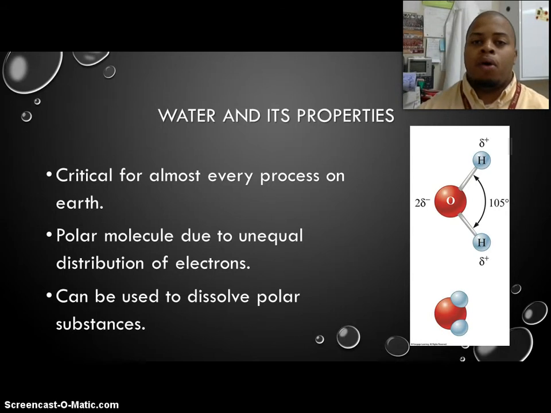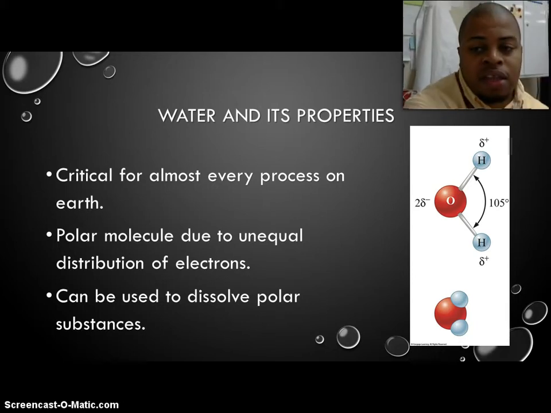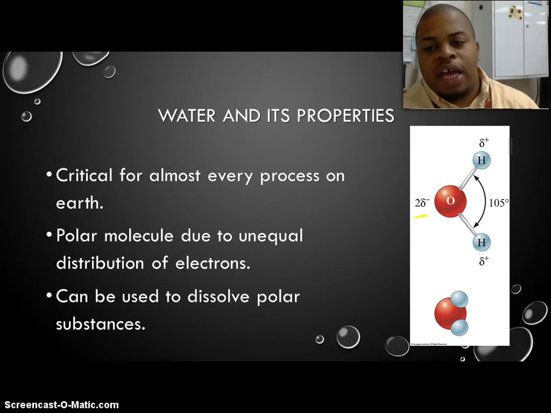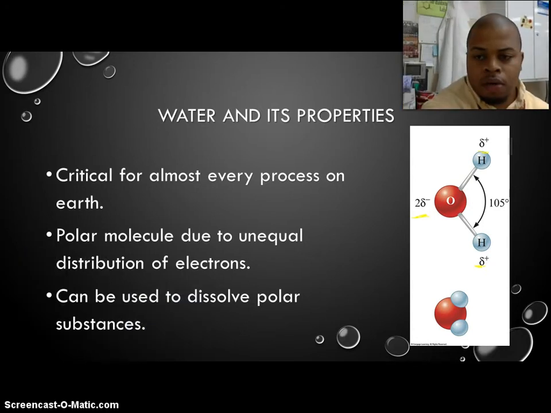Now, what does polar mean? Well, think about it. Poles. A magnet has two poles. It has a north and a south pole. It has two different charges or two different sides to it. In the same way, as we look at our diagram here on the side, we have a slightly negative side along with a slightly positive side of water. Let me go ahead and change that color so we can see it a little clearer. So here we go. All right. So slightly negative, slightly positive side to our water molecule overall.